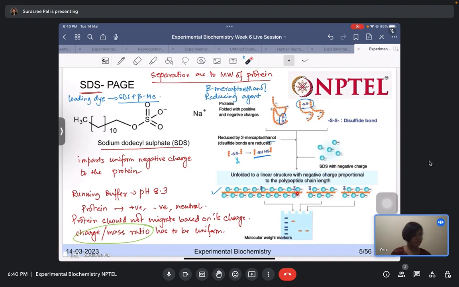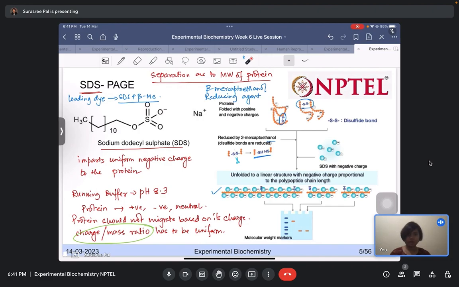Because of SDS, the SDS molecules are uniformly interacting with the protein and providing a uniform charge-to-mass ratio to the protein molecules. Now these protein molecules are a linear polypeptide. You can see that it has been converted into a linear polypeptide.